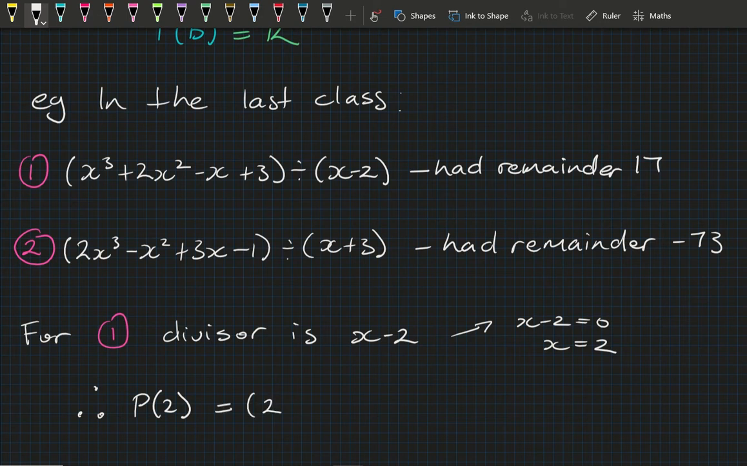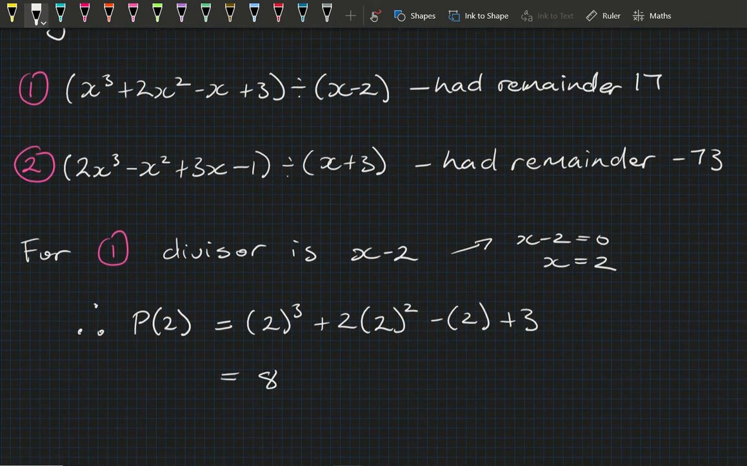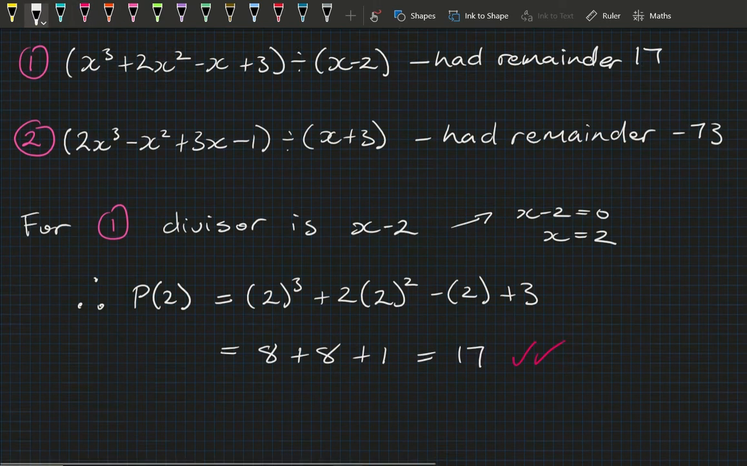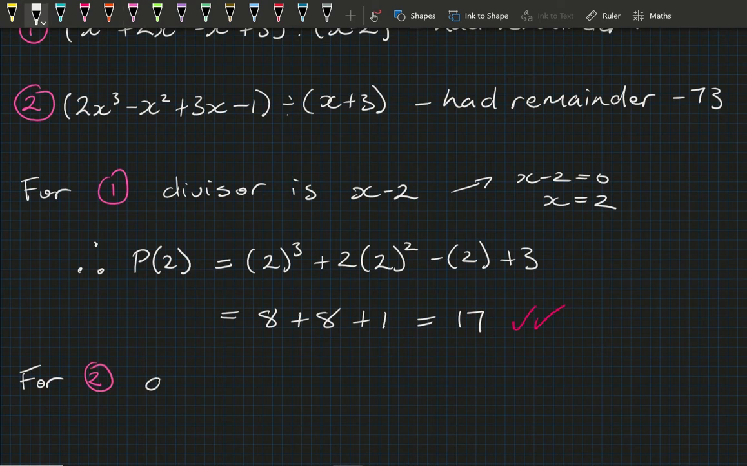As always, I'd like to use brackets, and if you look at the line there for number 1, for every x up there, I've just put a 2 in the brackets. So we've now got 8, and minus 2 plus 1 is positive 1, and that equals 17. All right, and next we have number 2, where the divisor was x plus 3.